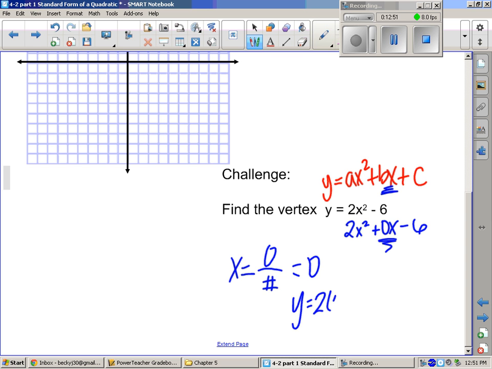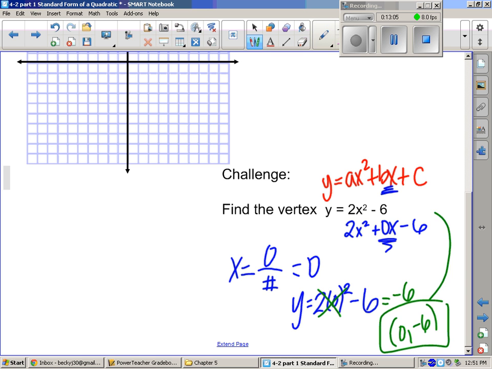And then when you take that number and you plug it back in, think about it. We're going to do 2 times 0 squared, and then we're going to subtract 6. 0 squared is 0, times 2, still 0, and we'll get -6. So the vertex is at 0, -6. Do you notice where that -6 might have come from? It's that last number. That's right. So anytime your b is 0, automatically your vertex is going to appear at 0, whatever the c value is. And that can be a shortcut for us.